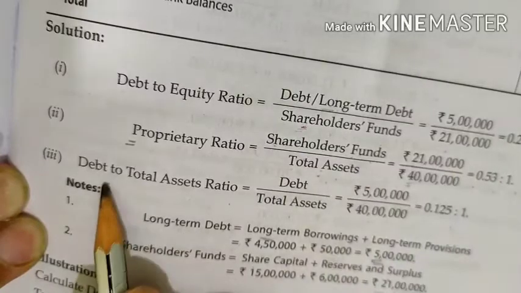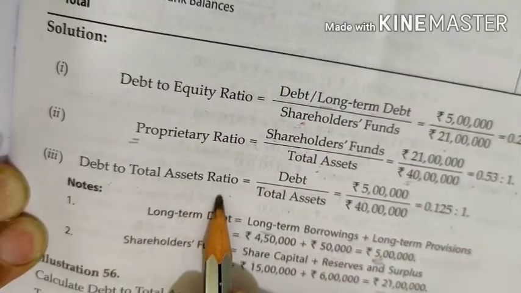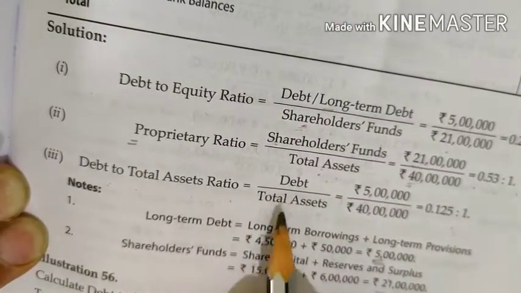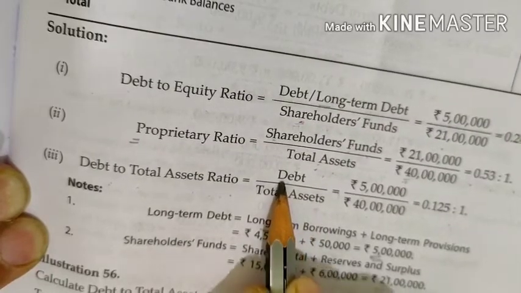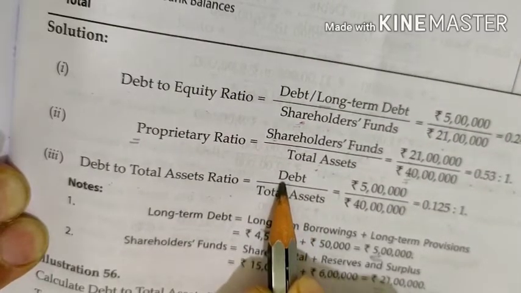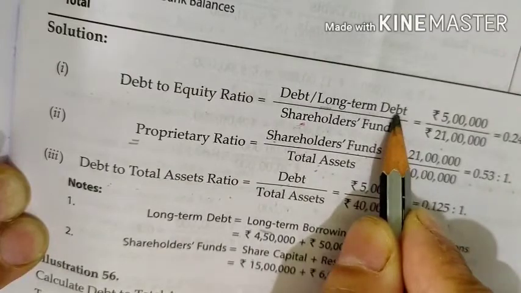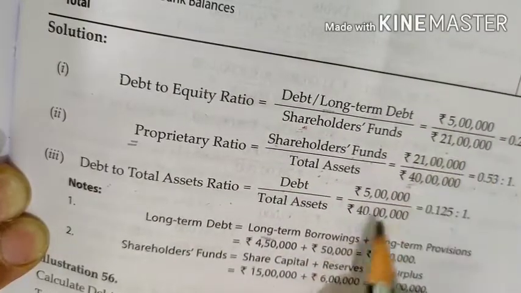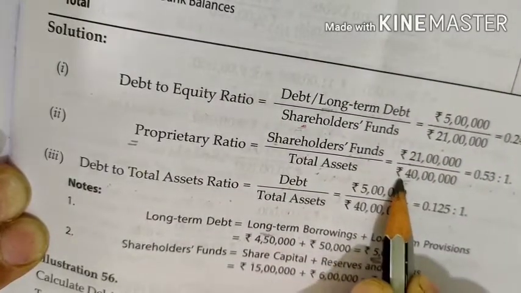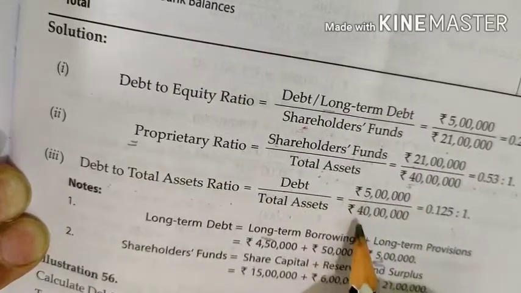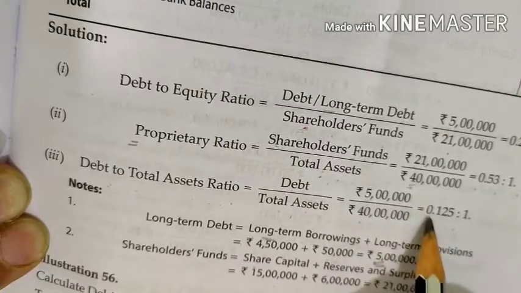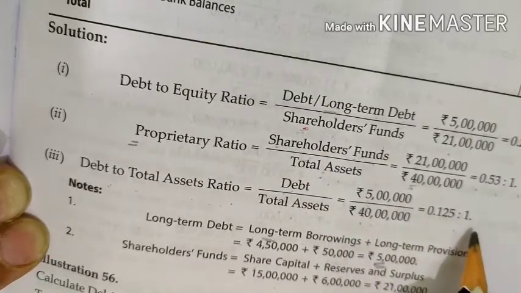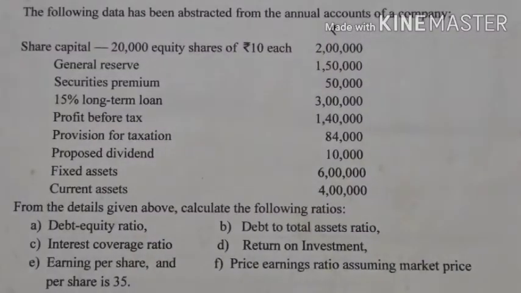Similarly now, the debt to total asset ratio: you have the formula total debts by total assets. Total debts means here long-term debts. Again long-term debts, previously calculated, are 5 lakhs, and total assets we have already got in the previous number, right? So it is 5 lakhs divided by 40 lakhs, which gives you 0.125:1.